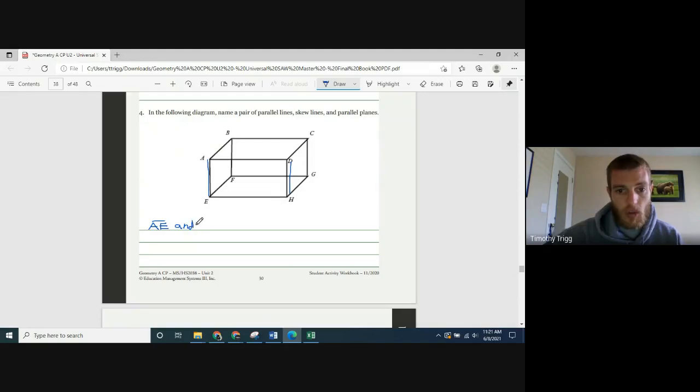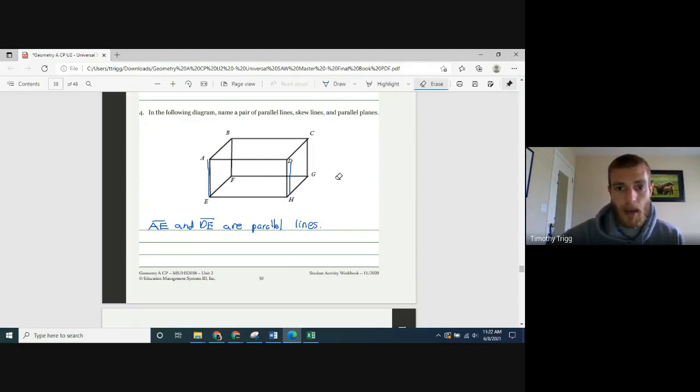Now you don't have to use that example. There's plenty of parallel line segments in this picture, but AE and DH are parallel lines.